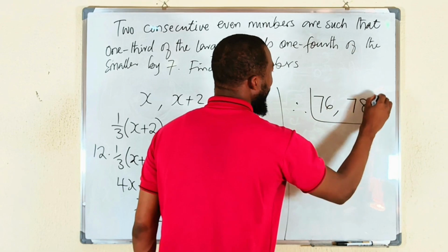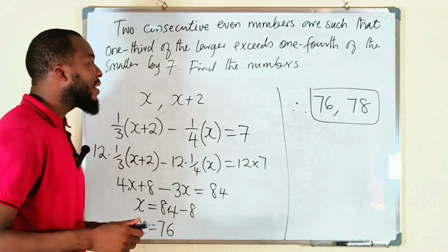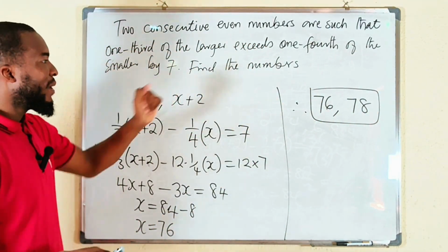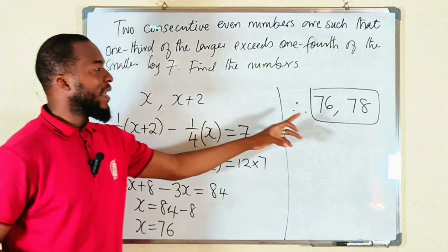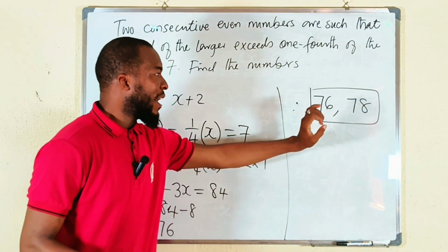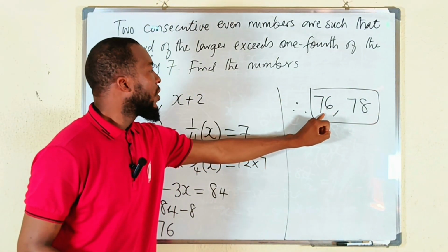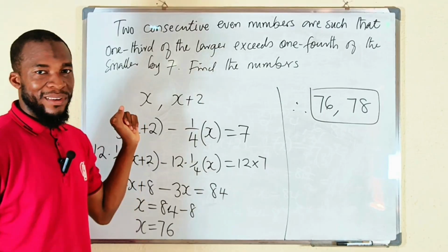If you like, you can verify whether it satisfies this statement or not, because it stated that if you divide this by 3 and you divide the smaller one by 4, their difference must be 7. Yes.